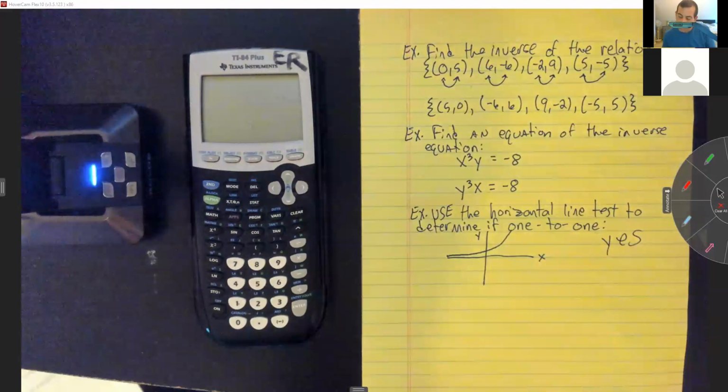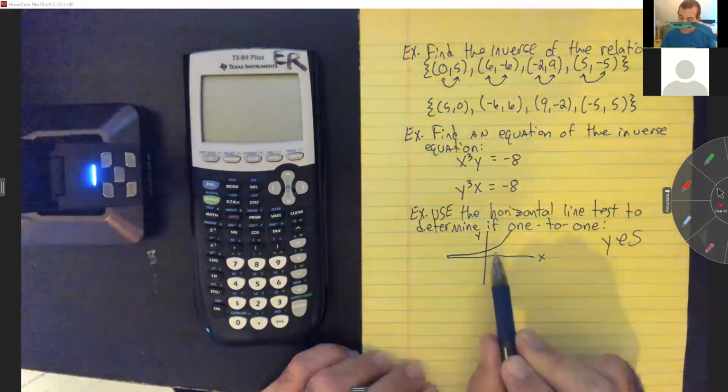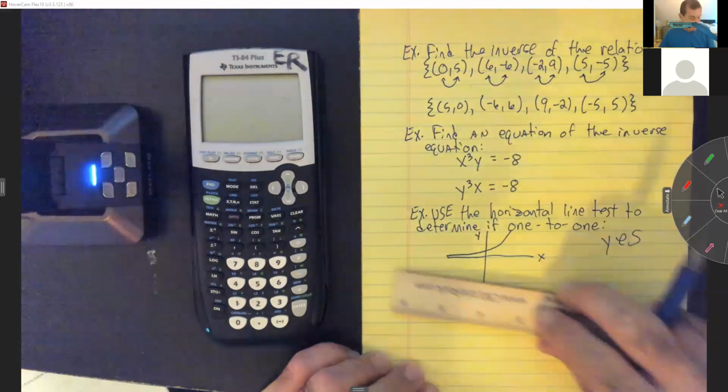So y'all, there'll be about 3 or 4 with little pictures. That's all you're going to do. Just run your little horizontal line down that. See if it crosses it more than once, okay?